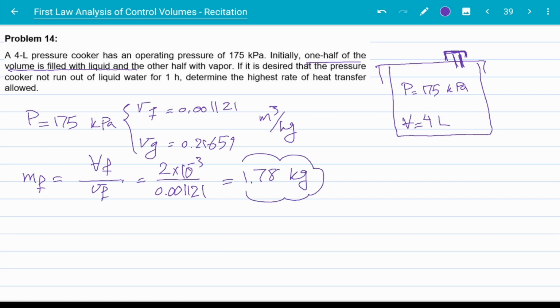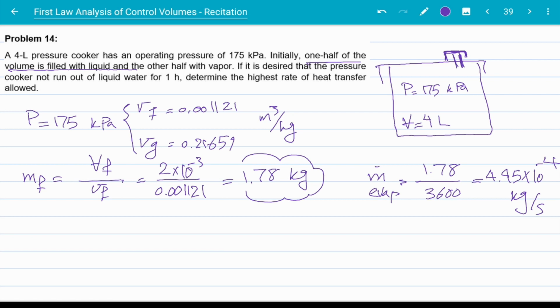We want this liquid to evaporate into vapor. We want it to happen in 1 hour. So the rate of evaporation, m dot of evaporation, is 1.78 kilograms over 1 hour, which is 3,600 seconds. This gives me 4.95 times 10 to minus 4 kilograms per second. So this is the rate of evaporation.